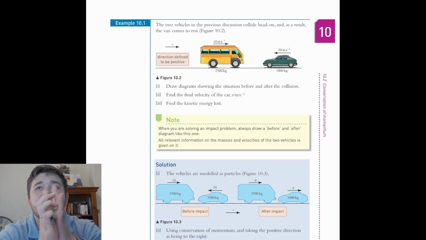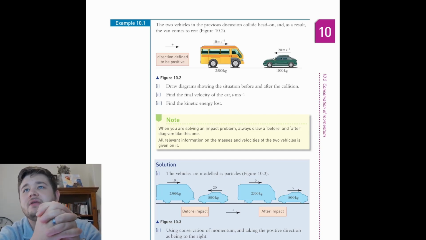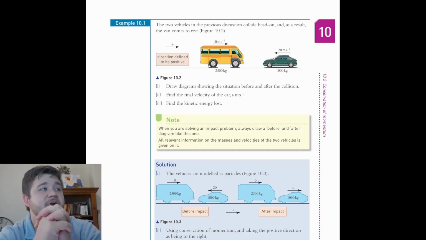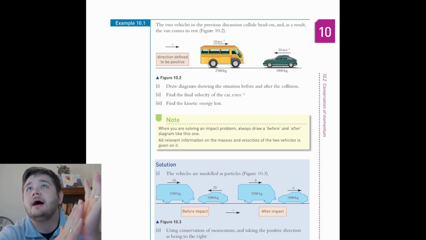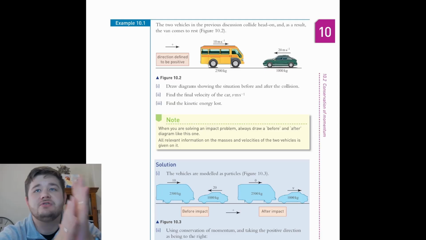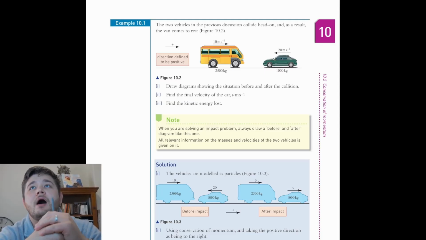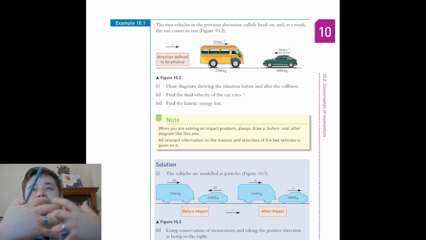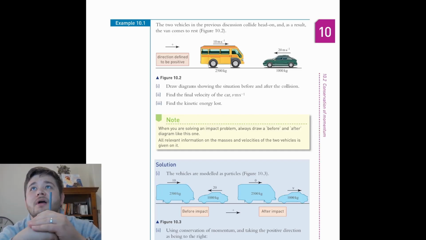Okay, to give us a little helpful hint, note here they say when you are solving for an impact problem, always draw before and after diagrams. This is very, very good advice, especially for your exams. It will not necessarily waste your time, but it is very important to do. There is one caveat though. In our example, we assumed that both vehicles will be traveling together. This example states that the van will come to rest. Okay, so we must alter our assumptions a little bit for this one.